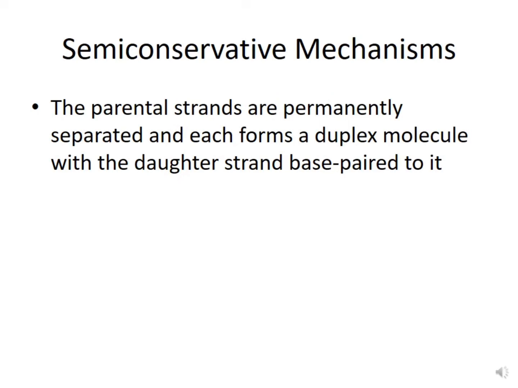The semi-conservative mechanism has been proven to be the mechanism by which DNA replicates. In that mechanism, the parental strands are permanently separated, so we make a copy of each of the parental strands, and each of these strands binds to its complementary new copy, forming a duplex molecule with one of the daughter strands. As I mentioned, the older strands do not remain with one another, but they are distributed among the copies that are made from them generation after generation.